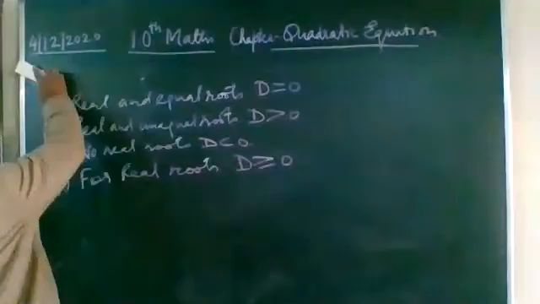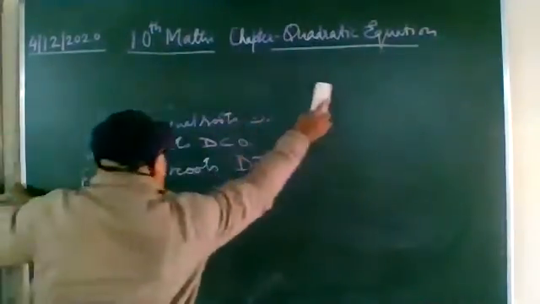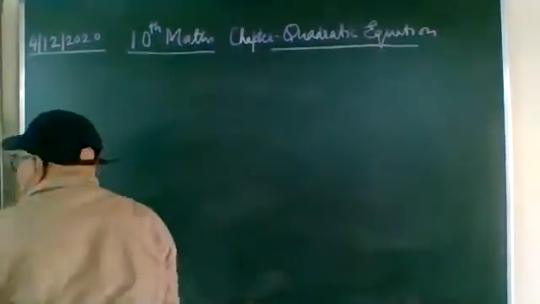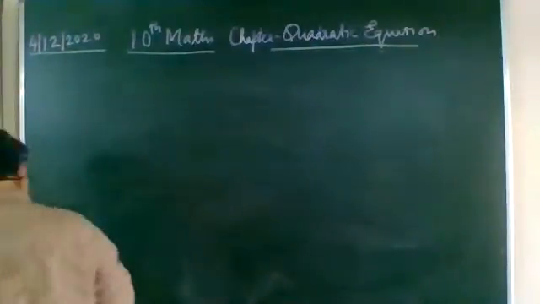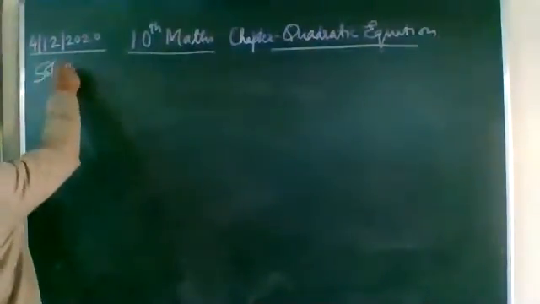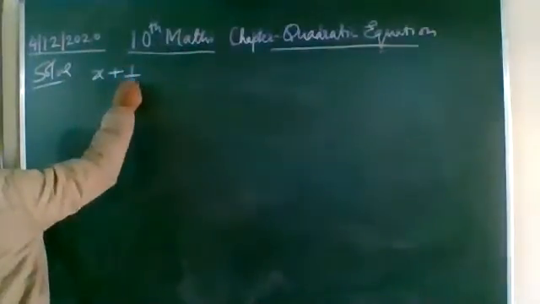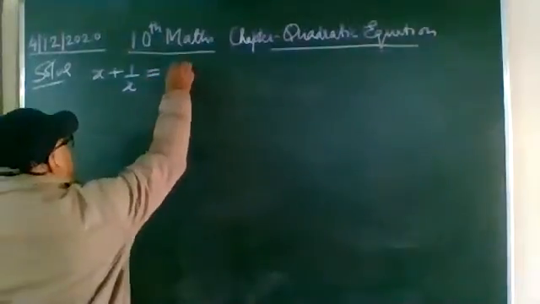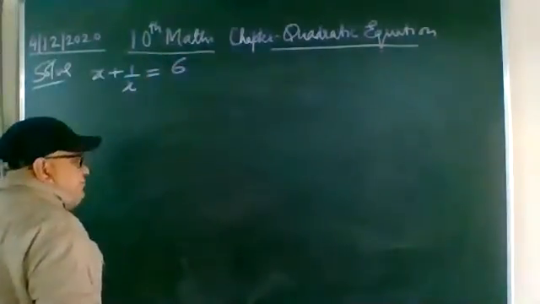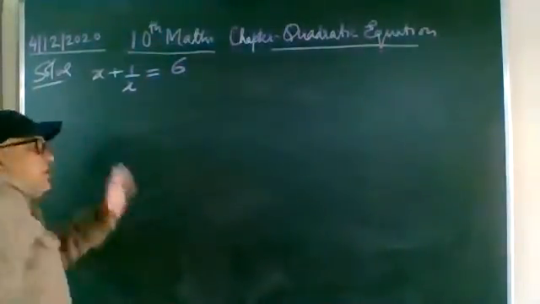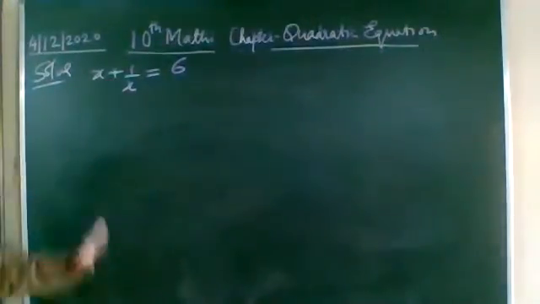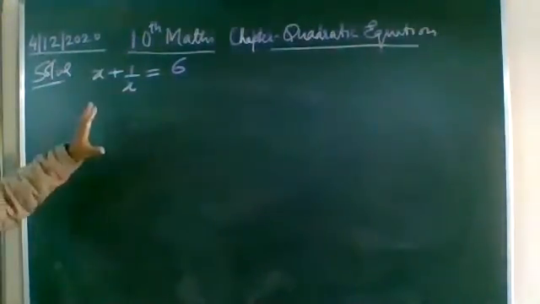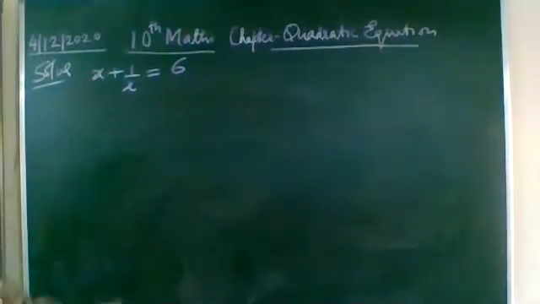After this, we have, solve the following equation: x plus 1 upon x equal to 6 is given. Now this is not a quadratic equation as given. A variety of questions are there, including statement questions, that is, the sum of a number and its reciprocal is 6.